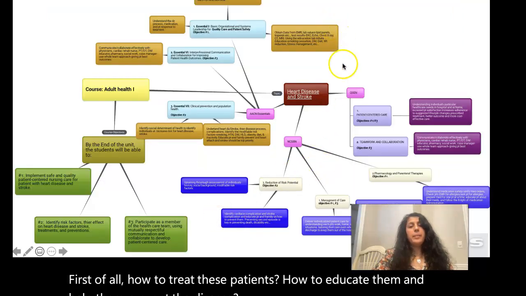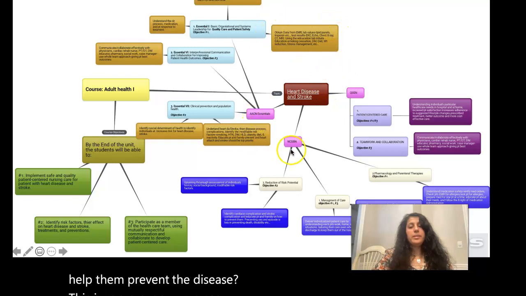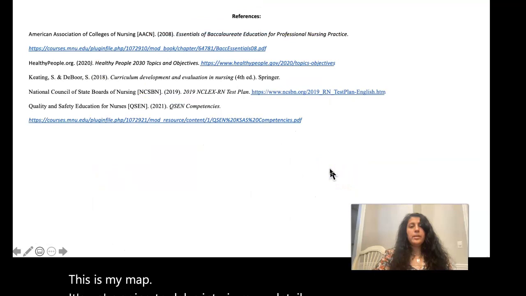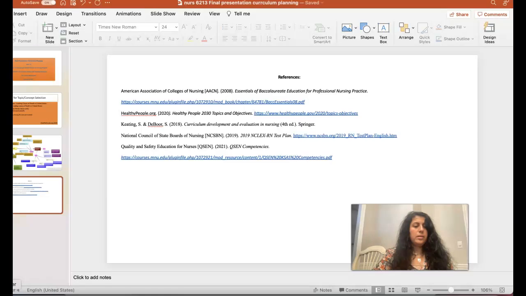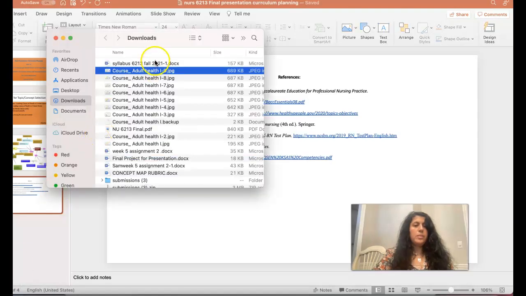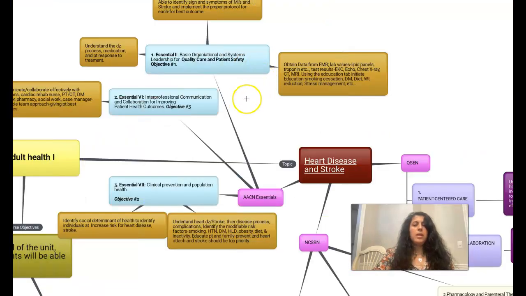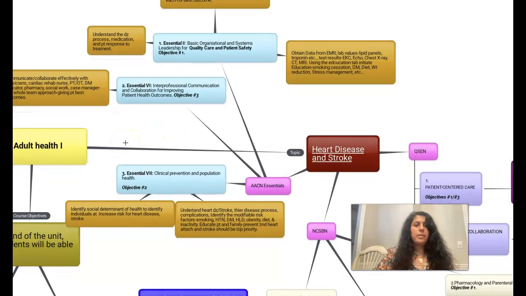This is my map. We're going to delve into it in more detail. And these are the references I just want to show before I go into the actual map, and we'll talk about it. Hang on with me. All right, so here's the map.